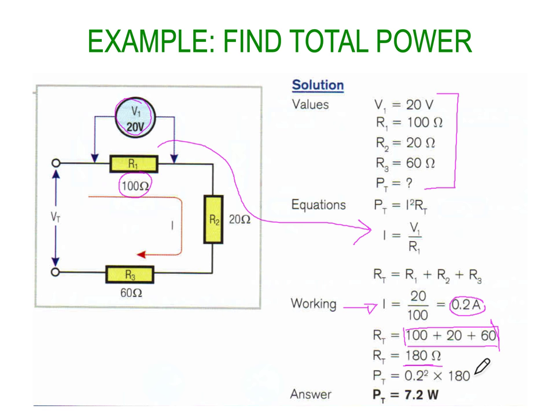Then we could have used many of the power equations to work it out, but the easiest one is going to be the I squared R. So we're going to use the I squared R, and we're going to take the current I squared, 0.2 squared, multiplied by the total resistance, and it tells us the total power, because remember that's what we were chasing all the way from the top. Total power is going to be 7.2 watts, remembering of course that power is always expressed in watts.